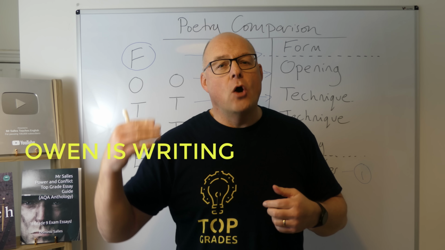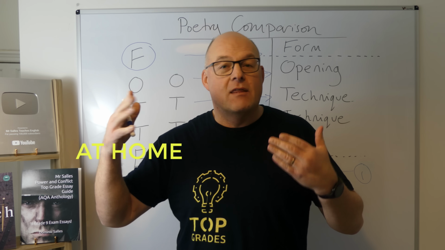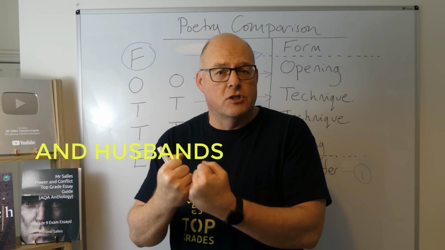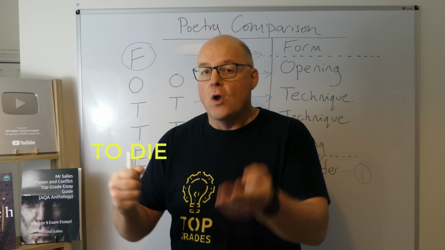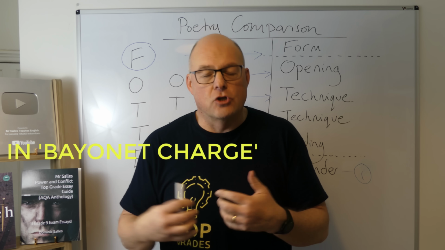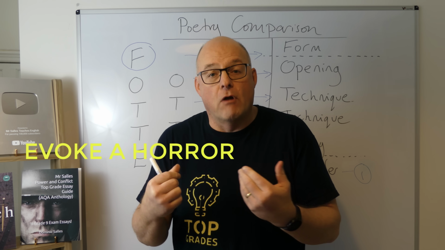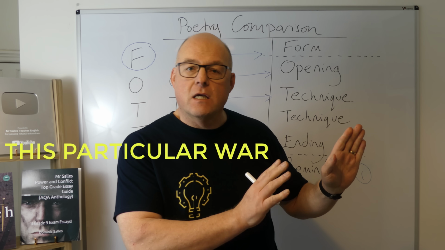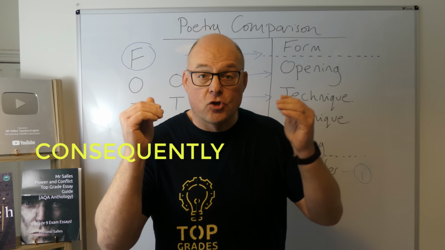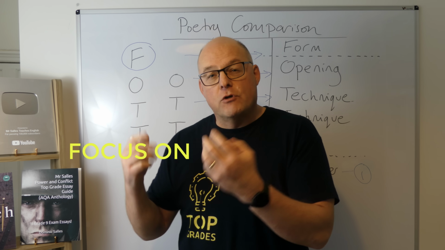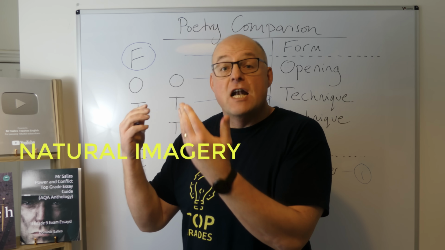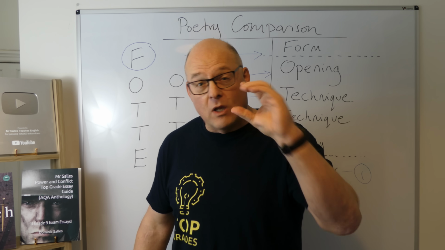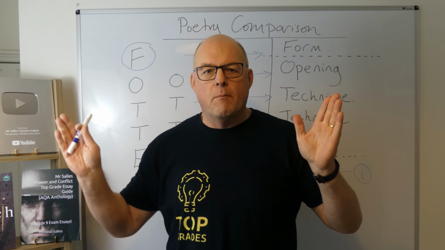In Exposure, Owen is writing for an audience at home that he thinks has become indifferent to the suffering of their sons, brothers and husbands and are leaving them to die. Whereas in Bayonet Charge, Hughes is trying to evoke a horror of war more generally in his audience because this particular war has long passed. Consequently, both poets focus on vivid, savage, natural imagery. That was three sentences really, wasn't it? But that's it. Once I've done that, that's all my comparison.